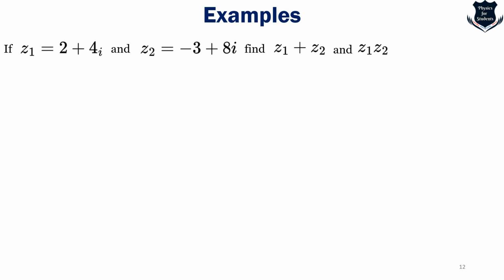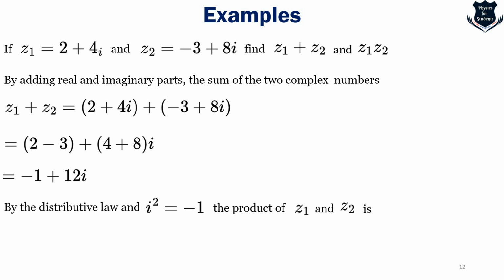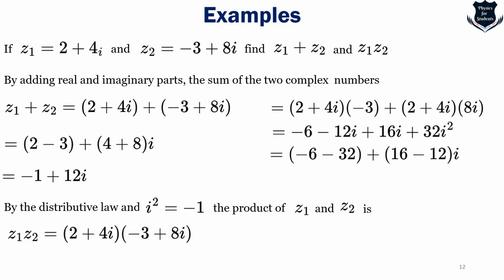So if I take the values of z1 equals 2 plus 4i, and this one should not be the subscript, sorry for that, and z1 plus z2. So by adding real and imaginary parts, the sum of two complex numbers, we get this, and finally this is right. So this will be 1 minus 1 plus 12i. So by the distributive law, i square equals -1. So the product of z1 and z2 will follow like this and this and this.